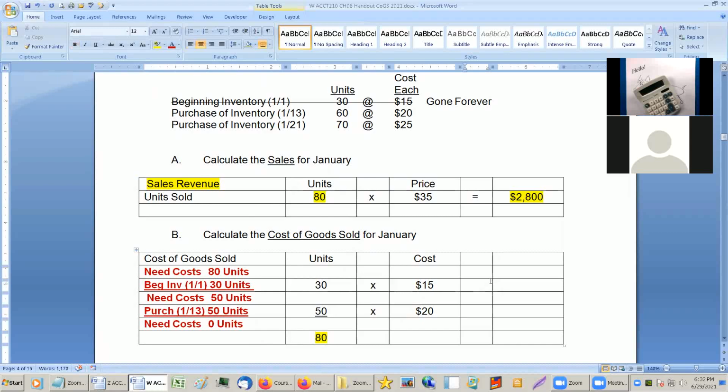So let's see. 15 times 30 is 450. $50 times 20, what, 1,000? Yep. And so the total of those would be... those are dollars, by the way. I should put those in as dollars.